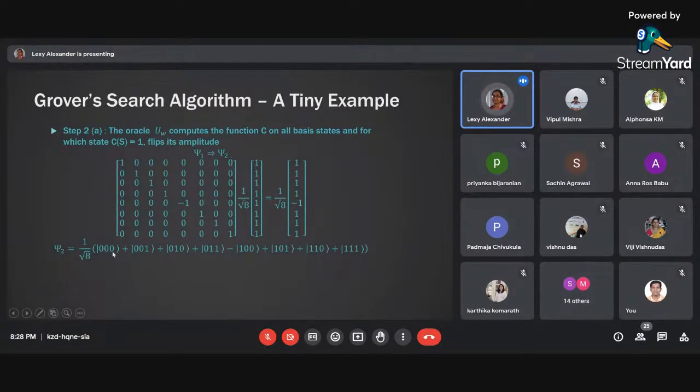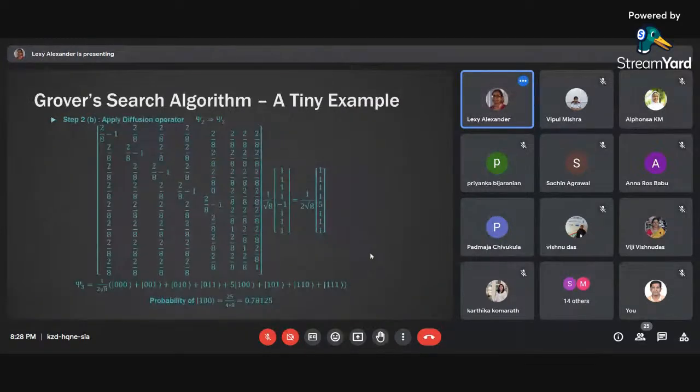And the new state psi2 will now be equal to 1 by square root of 8 times: ket 0,0,0, ket 0,0,1, ket 0,1,0, ket 0,1,1. But for 1,0,0, the amplitude is rotated by pi degrees, so 1 becomes -1, then plus 1 for 1,0,1, plus 1 for 1,1,0, plus 1 for 1,1,1. So now we have to apply the diffusion operator.